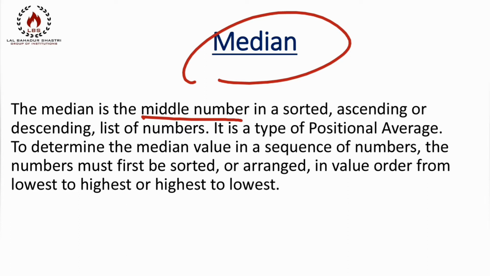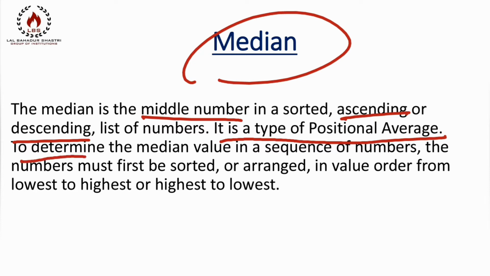And for finding median we have to arrange the data either in the ascending order or in the descending order. Ascending order means lower to higher and descending order means higher to lower. First of all, we have to arrange the data set. If the data set is mixed up, we have to sort it in ascending order, or arrange it in descending order, and then we have to apply all those formulas which are given. It is a type of positional average which shows the position.